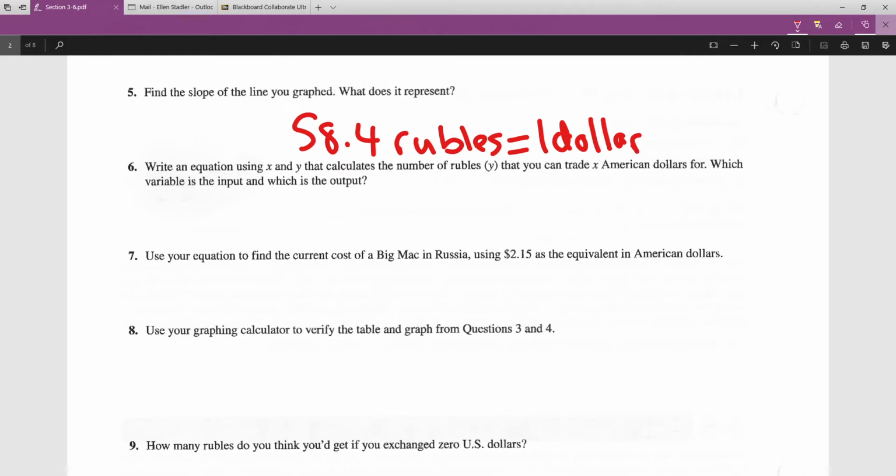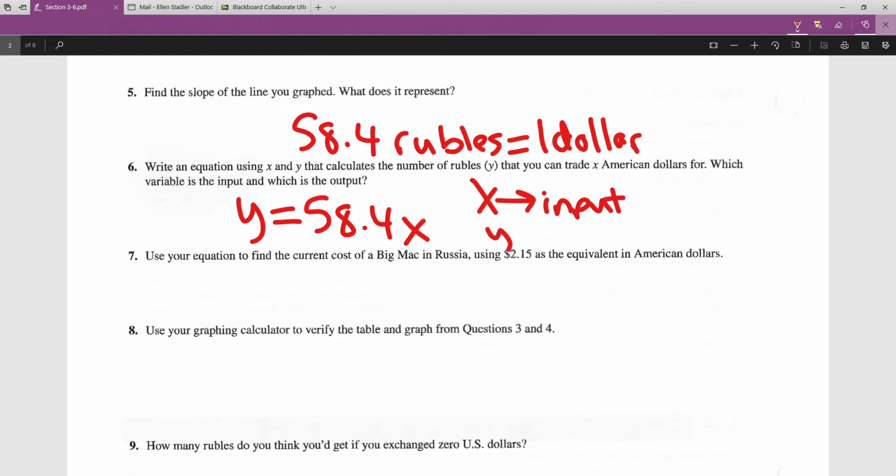Number 6 asks us to write an equation using X and Y that calculates the number of rubles Y you can trade for X American dollars. Which variable is the input and which is the output? Well, we know the equation is going to be Y equals 58.4 times X, X being the number of American dollars. My input is X. That's what's going in. What's coming out is Y. That is my output.